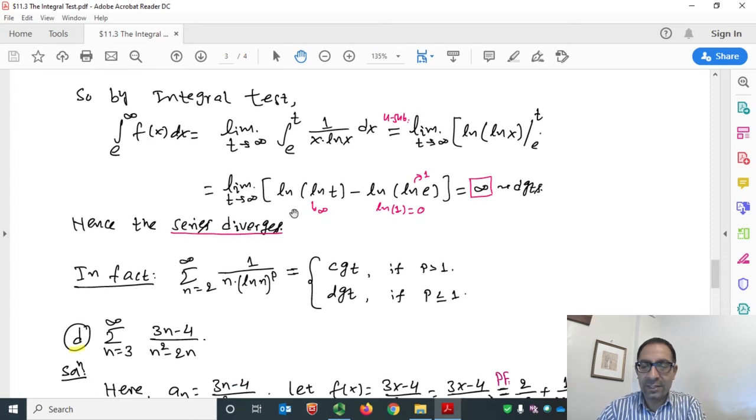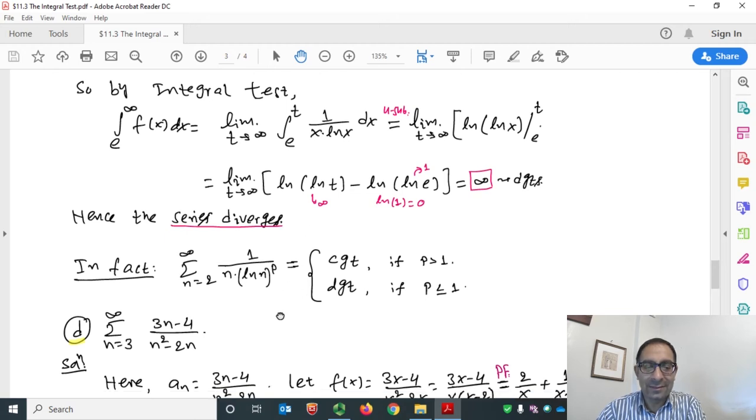Great. In the next step, evaluate x equals t and x equals e, and this expression turns out to be here. So limit t tends to infinite, ln of ln t minus ln of ln e. We know ln e is 1, so ln 1 is 0. This part is gone. But for this one, when t tends to infinite, ln infinite is infinite, so that means the improper integral diverges. Hence, by integral test, the given series diverges.